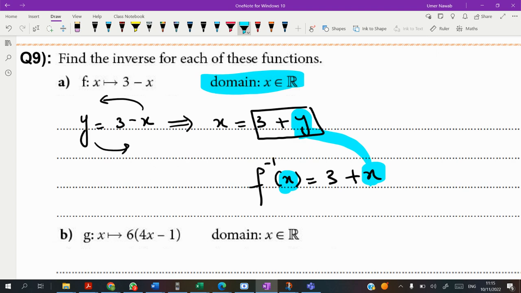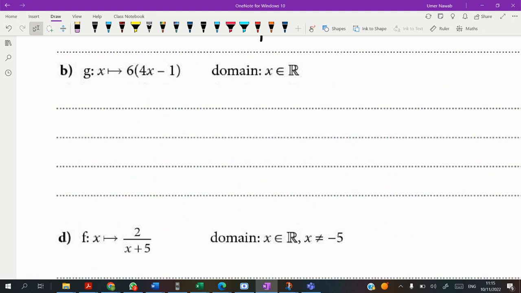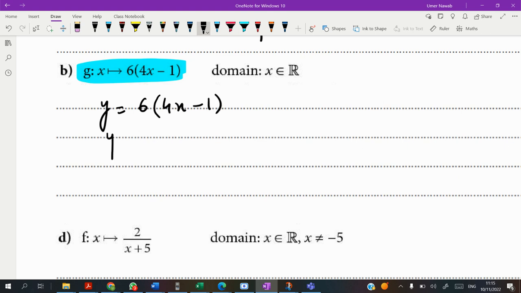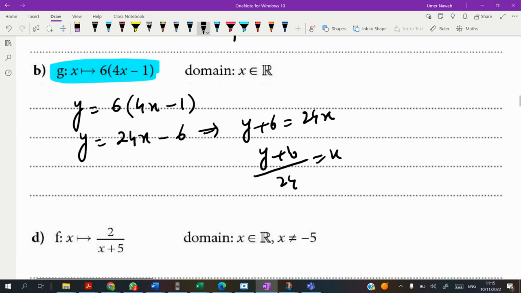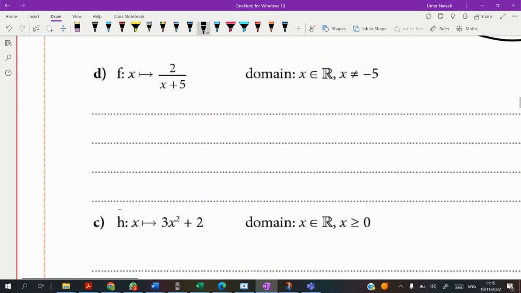So the domain of the function f is real numbers. In some later state he will ask you about inverse function, domain and range. Inshallah we will talk about it. So this is the function, guys. Let y equal 6 times 4x minus 1. So y is equal to 24x minus 6. And I want to make x the subject. So y plus 6 is equal to 24x. The y plus 6 over 24 is equal to x. Now I can easily write my f inverse of x: in the place of y, write x. So this is x plus 6 over 24. This is my f inverse of x.